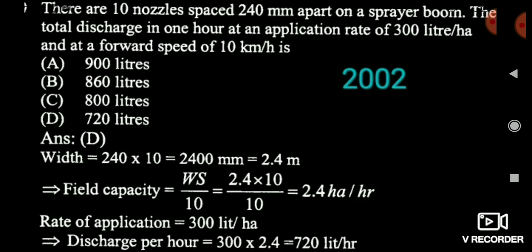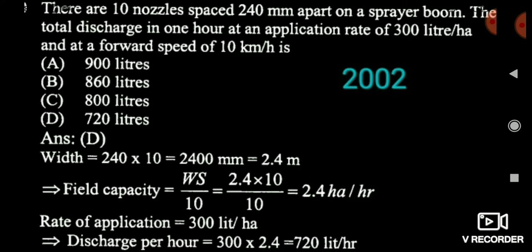Whenever you see that the application rate is given and you have to calculate the total discharge or total time, then the first thing you should do is calculate the field capacity. Friends, here you can see that width is equal to 10 nozzles, means 10 into 240, that is 2.4 meter width calculated. Then field capacity is equal to WS by 10, so that is 2.4 hectare per hour.